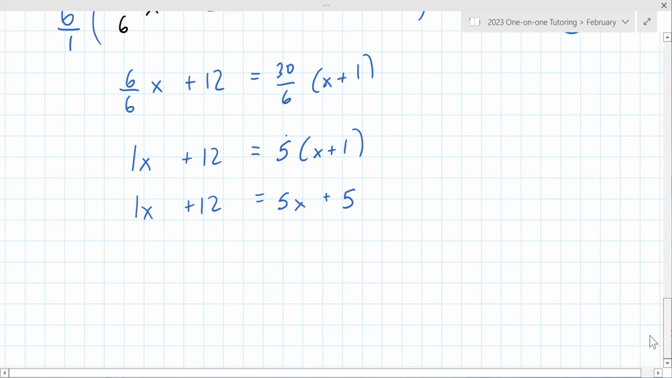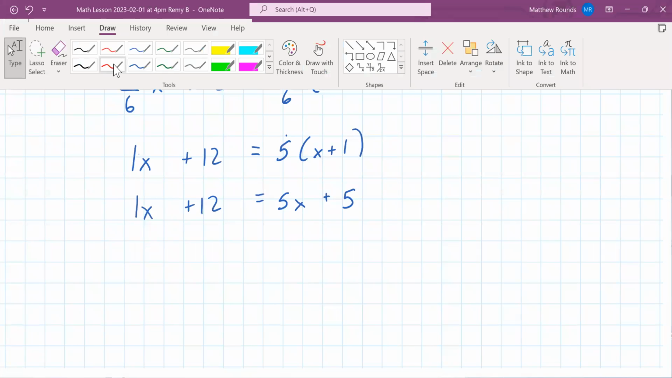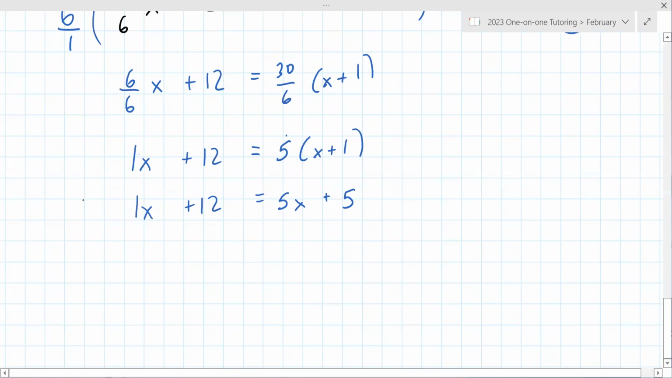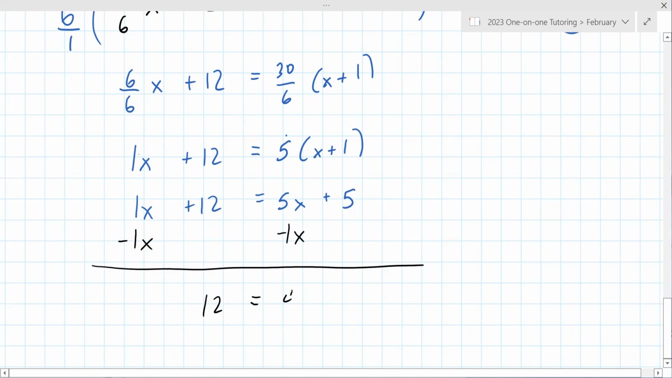And then do you divide? No, you have to move the x from one side to the other. Oh yeah. So you're moving smaller to the larger. You're adding or subtracting. Subtracting 1x. Yes. So that's 12 equals 4x plus 5.